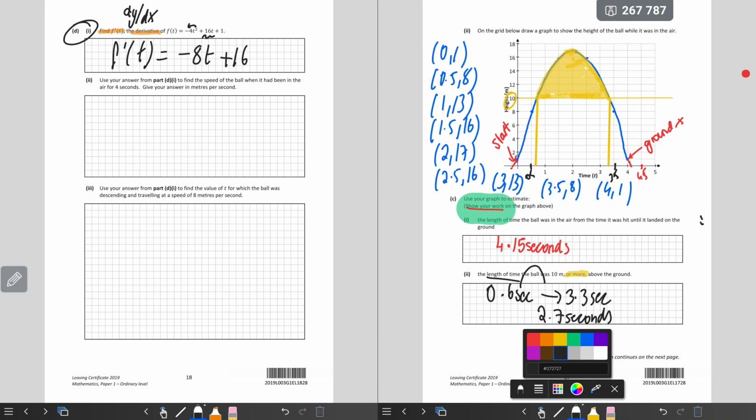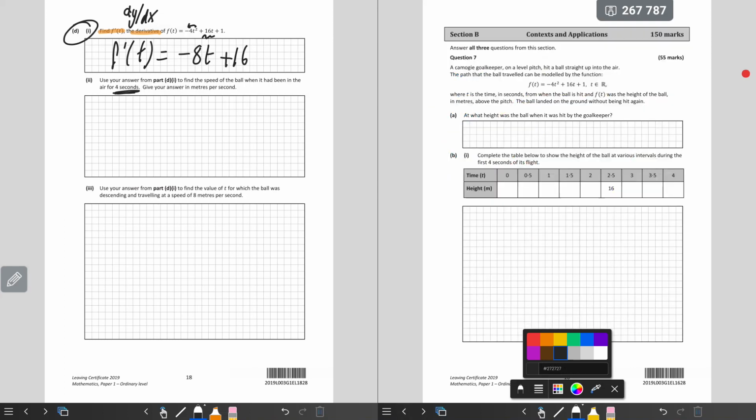Use your answer. If you practice all these, you'll be flying. Use your answer to part d to find the speed of the ball when it had been in the air for 4 seconds. Have a guess. How am I going to use my answer for 4 seconds? What do you think I'm going to do? Sub it in. Good. Because I told you back on the previous page, t was time. T is the time. So you're just going to sub in 4 for my t. You're either going to sub it in or you're going to let it equal. That's the only 2 options there. So minus 4 times 4 plus 16, minus 32 plus 16, minus 16.